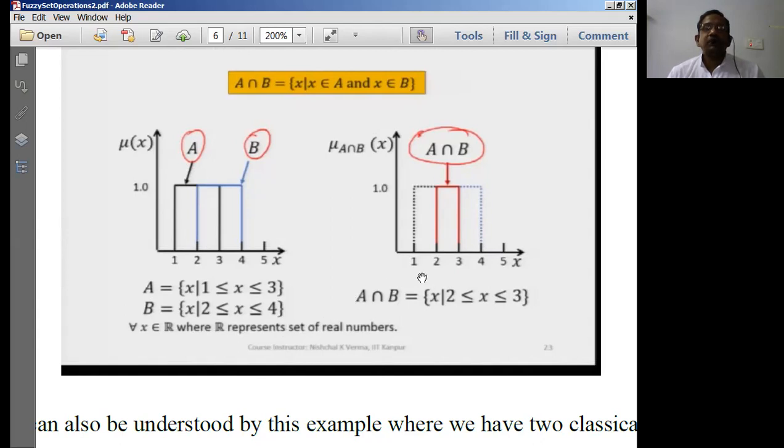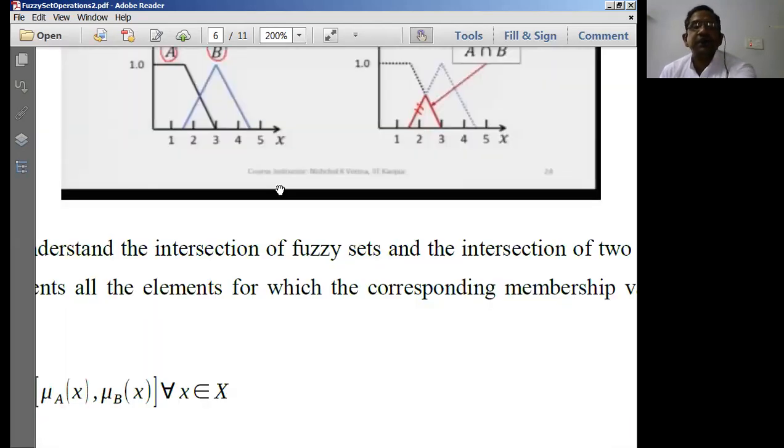Now when you perform A intersection B, what is the intersection of A and B? It is going to be 2 to 3. So 2 to 3, the red colored part, is the intersection of A and B. This is the resultant function in terms of the membership function. So mu of A intersection B of x is the intersection function of A and B. This is the functional representation.